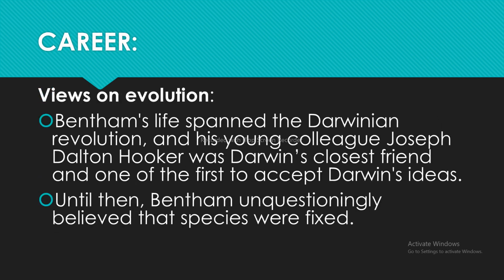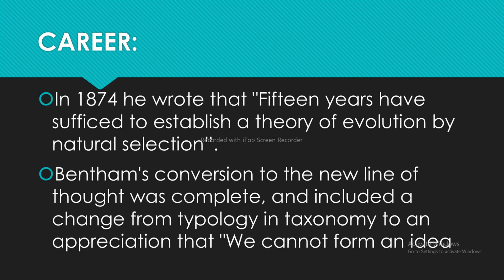Next I am going to discuss his career, which includes his views on evolution. Bentham's life spanned the Darwinian Revolution, and his young colleague Joseph Dalton Hooker was Darwin's closest friend and one of the first to accept Darwin's ideas. Until then, Bentham unquestioningly believed that species were fixed. In 1874, he wrote that 15 years had sufficed to establish a theory of evolution by natural selection.